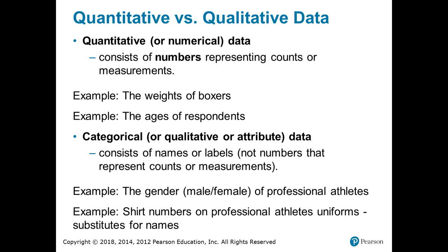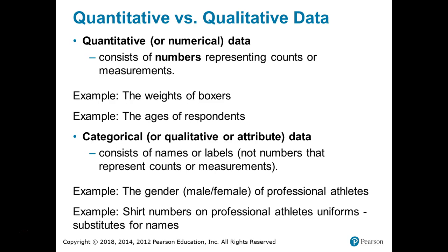Next, we'll talk about qualitative versus quantitative. So remember, quantitative is numerical, and it is numbers representing counts or measurements, like the weight of boxers or the age of respondents. Those are values, those are numbers. It's a quantifiable amount. And then we have categorical or qualitative, and these consist of names or labels, really anything that's not a number. So the gender, male or female, of professional athletes, that's qualitative. You can't have a count or a measure to that.